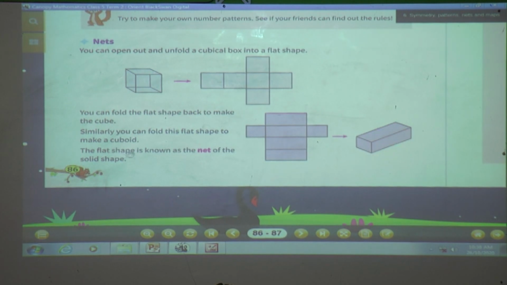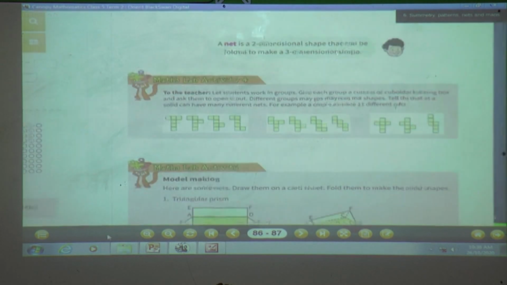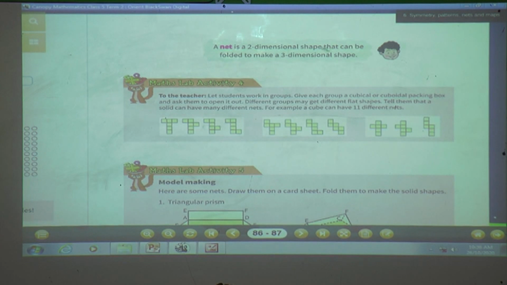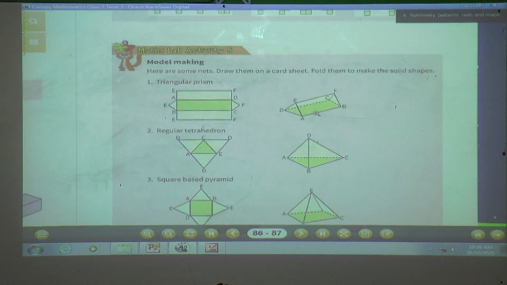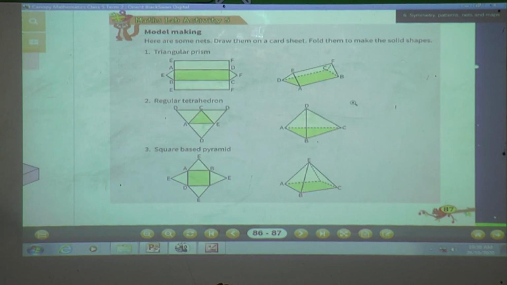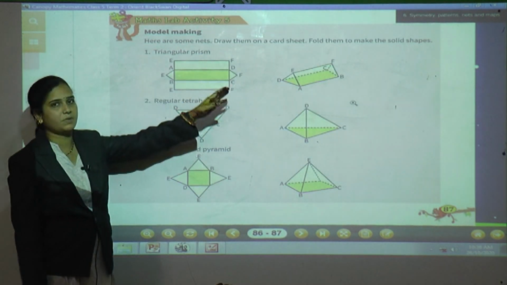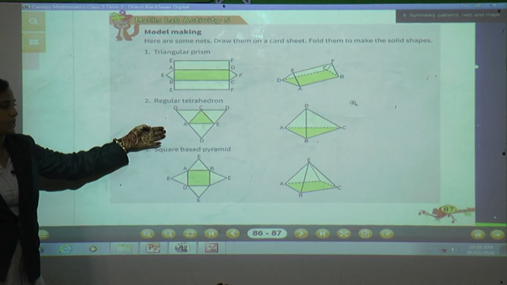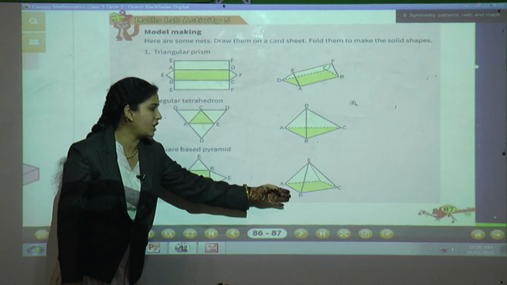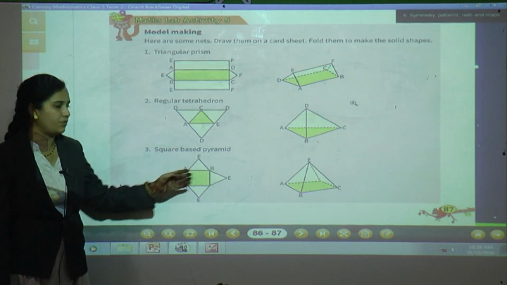See, students, the flat shape is known as the net of the solid shape. A net is a two-dimensional shape that can be folded to make a three-dimensional shape. Students, here are some nets of solids. See, this one is a triangular prism and here is a net of this prism. Here is a regular tetrahedron and this one is its net, and here is a square base pyramid. See the net of this figure.